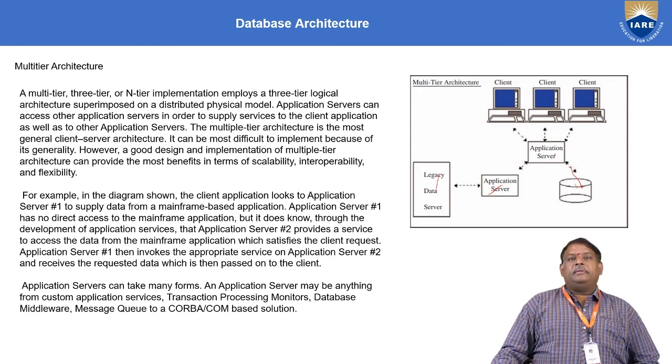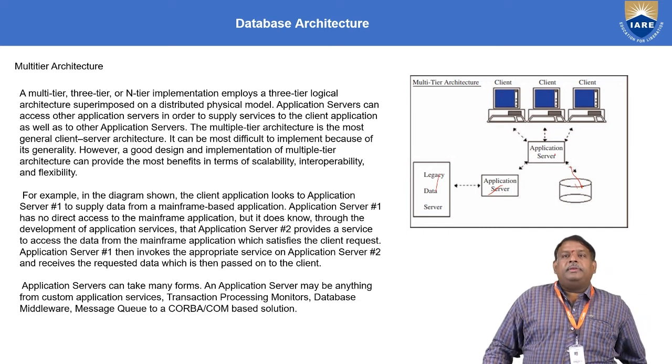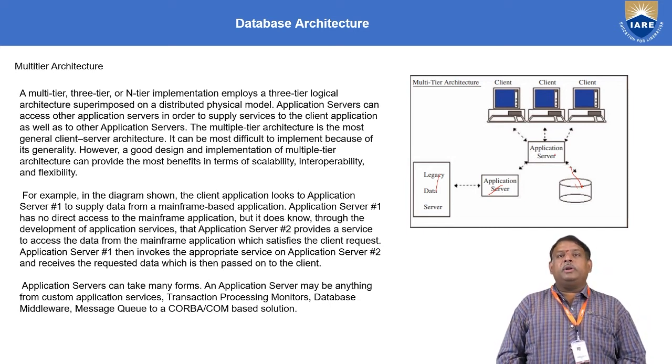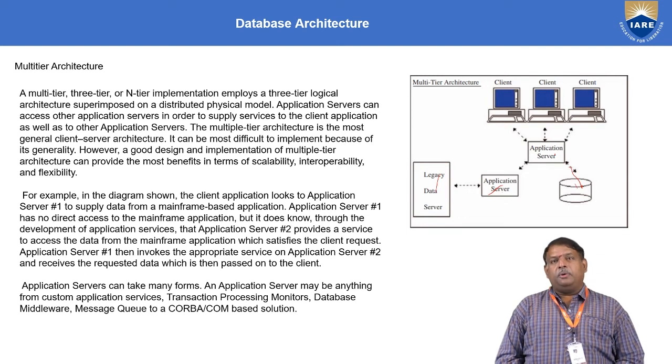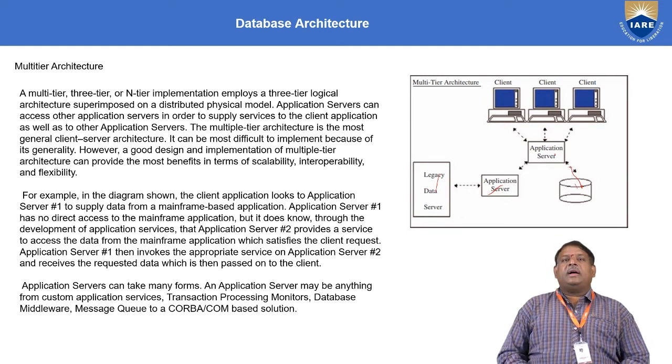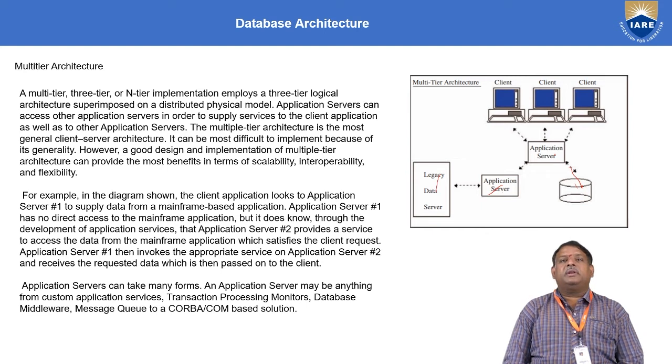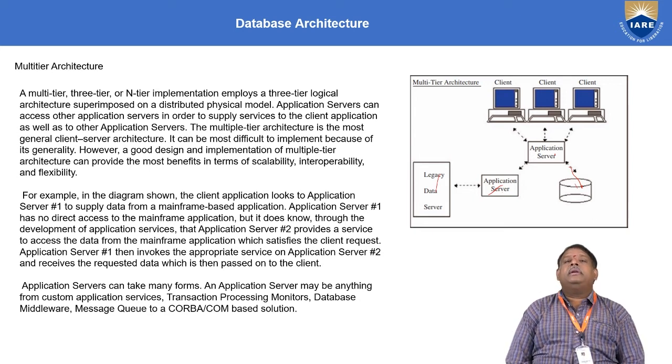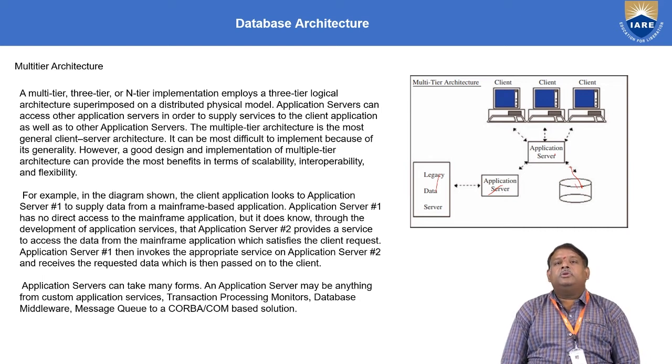The multi-tier, three-tier or n-tier implementation employs a three-tier logical architecture superimposed on a distributed physical model. The application servers can access other application servers in order to supply service to the client application as well as to other application servers. The multiple-tier architecture is the most general client-server architecture. It can be the most difficult to implement because of its generality. However, a good design and implementation of the multi-tier architecture can provide the most benefits in terms of scalability, interoperability, and flexibility.